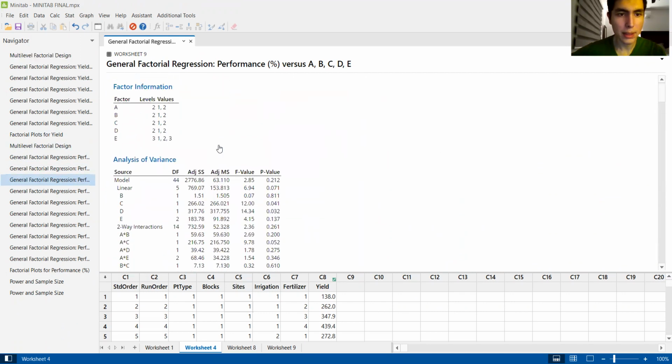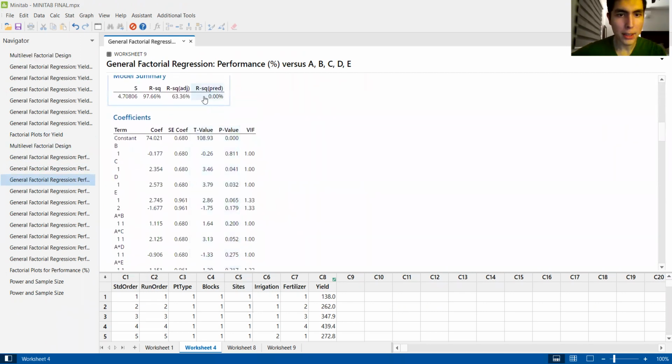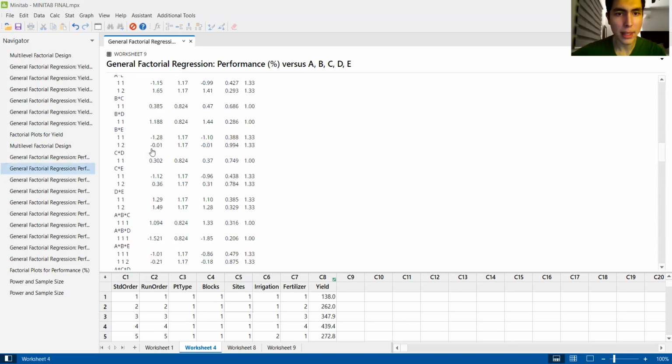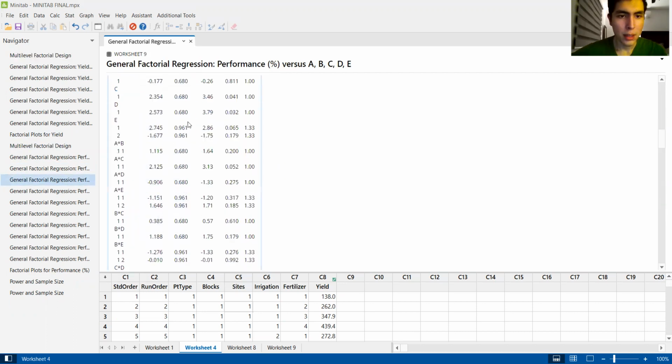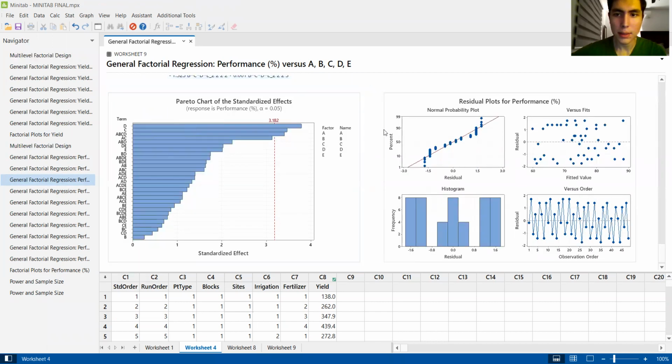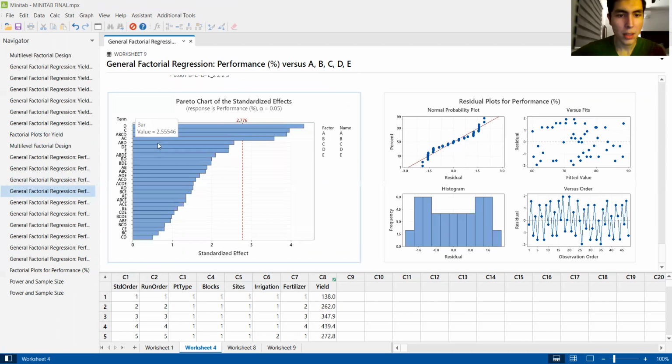So after doing this, I got a better R-square adjusted value than on the past analysis. We can see here. And the normal probability plot still has an S shape. So what I did is take out the factor B to see if we can keep improving the model.